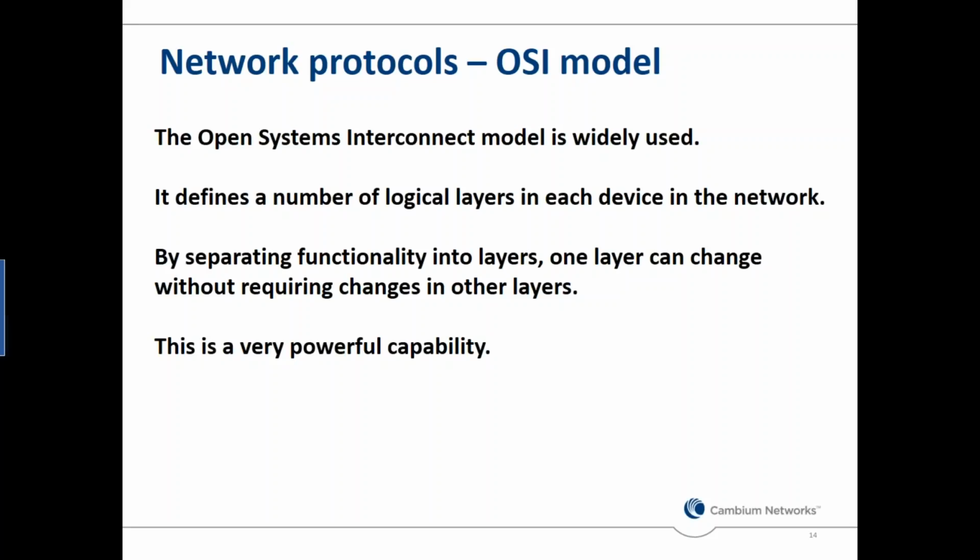So basically what this model does is break down a network device or a network, any kind of computer networking functionality, into 7 logical layers. The purpose of doing that is that by separating functionality into these layers, one layer can change. I'll get to an example of this in a moment, but it's very useful to be able to change different layers in this OSI model stack of 7 layers without having to change any of the others.